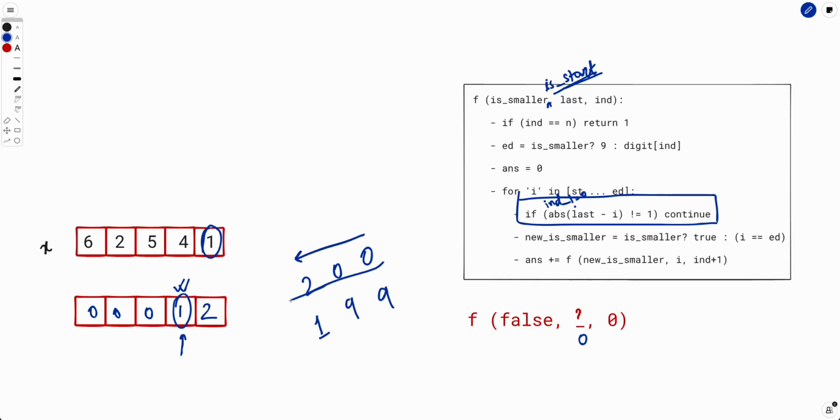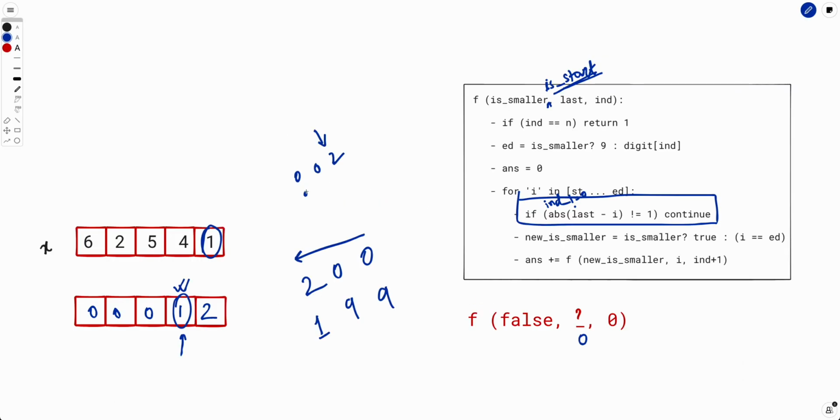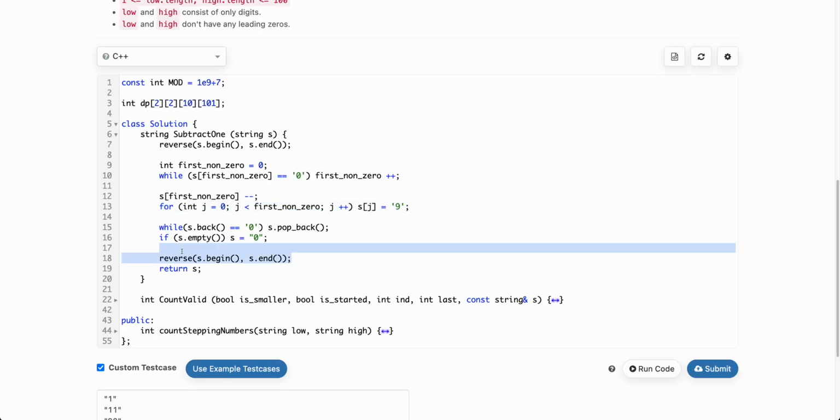We just reverse this entire thing. So this will become 002, and then we find out the first digit which is not 0, and we subtract 1 from there. We fill everything else up till that to 9. So we fill this to 9. So this will become 991. And finally, we reverse everything to return the result.